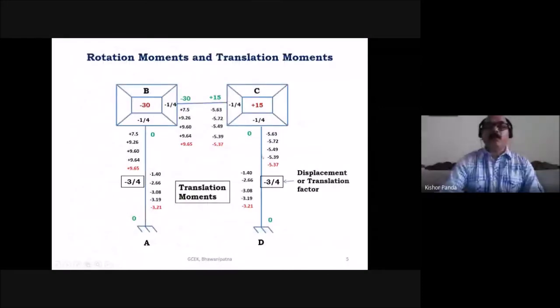9.60 minus 5.49. What you got in the third cycle, that value you have considered to find out the translation moment of the vertical member in the third cycle. So this third cycle rotation moment you have to consider. Plus 9.60 minus 5.49, and this side 0 and this side 0. So here you got this value, minus 3.08. M double dash AB is your minus 3.08 and M double dash CD is your minus 3.08.